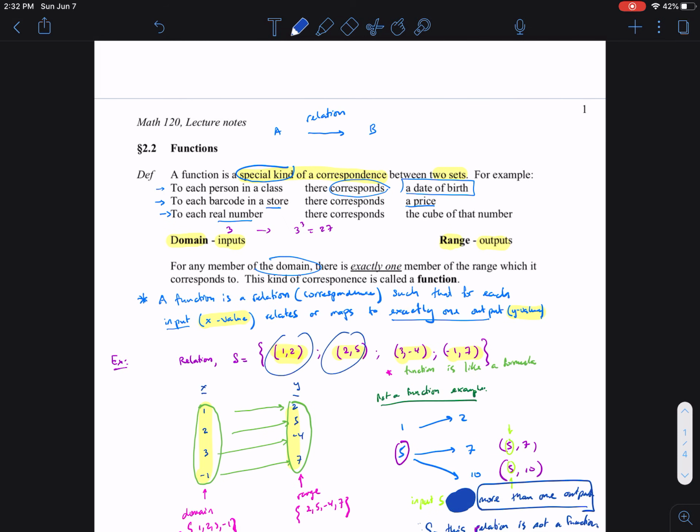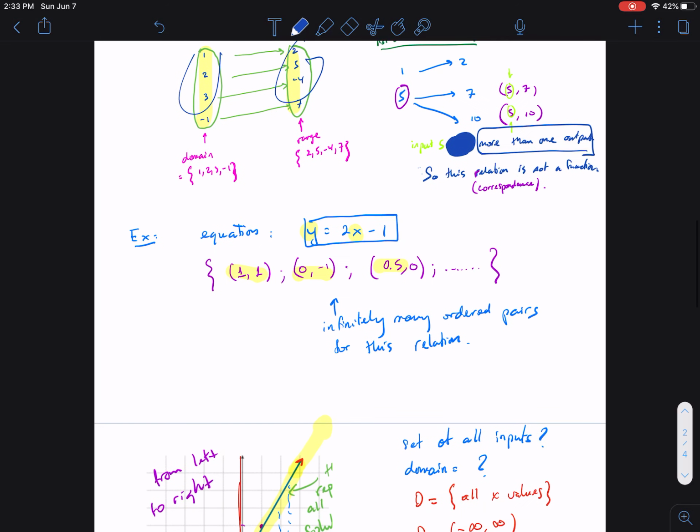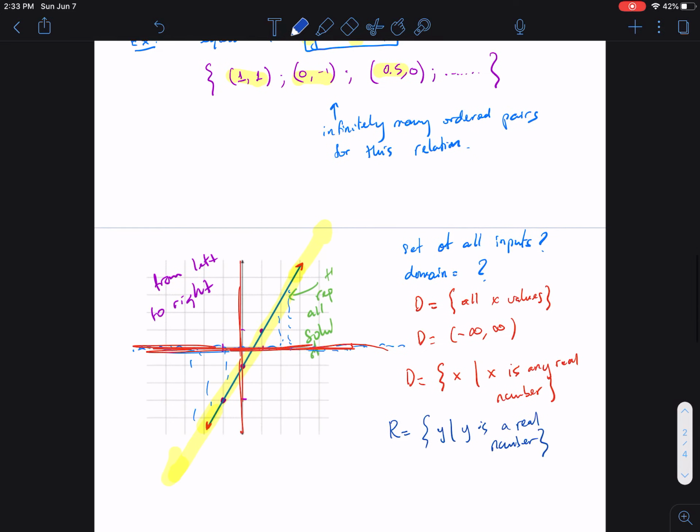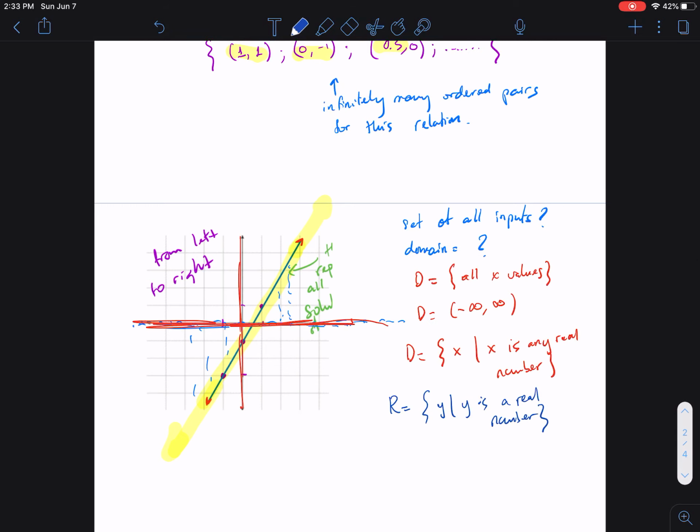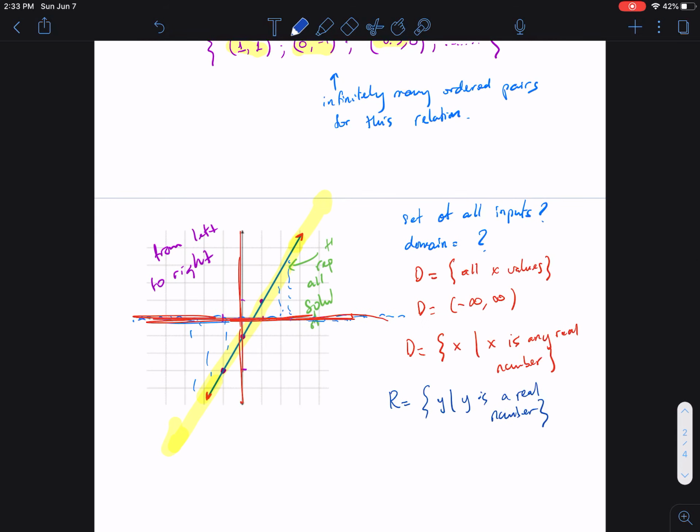So that's where things get a little more complicated, when we go from a few ordered pairs with few inputs and outputs to infinitely many ordered pairs, where we can't really list all the possible inputs and outputs anymore. We have to rely on our intuition and visuals to understand what the possible inputs and outputs will be.